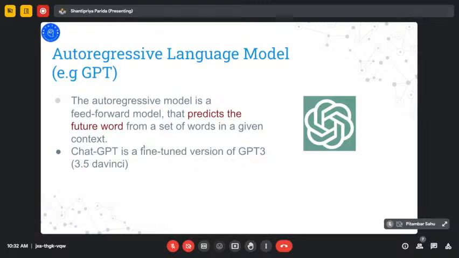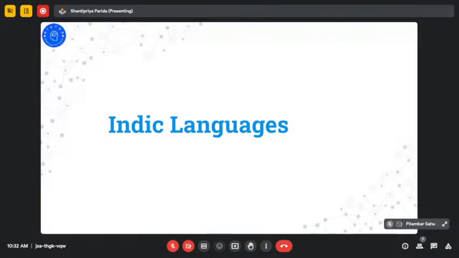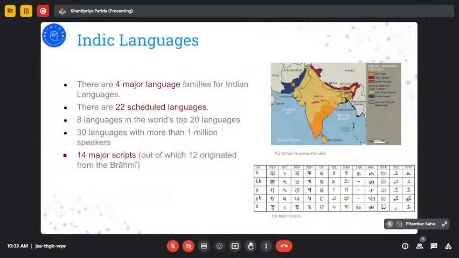Okay. And I think nowadays everybody is using ChatGPT, which is nothing but a fine-tuned version of GPT 3.5. Once you ask some prompts, it is able to generate the answers. So I hope I have gone through a little bit about the language model and large language models. Next, we'll talk about Indic languages, why we are interested or how they are applicable to Indic languages. But before that, we need to know a little bit about Indic languages.